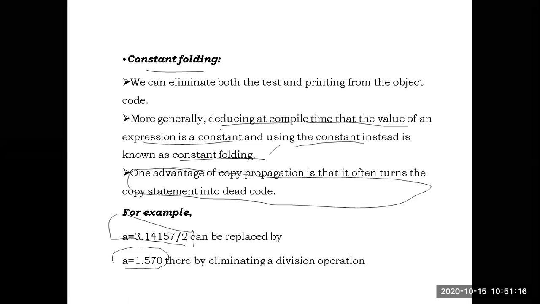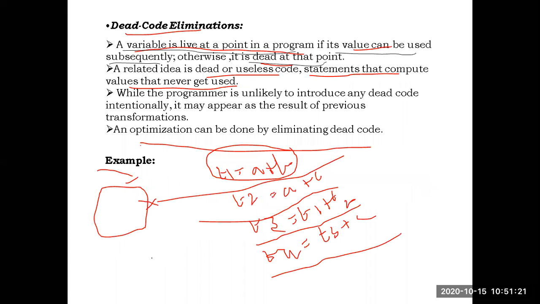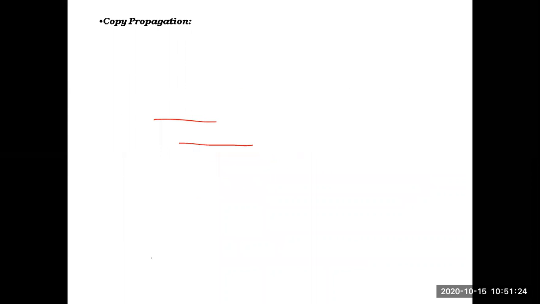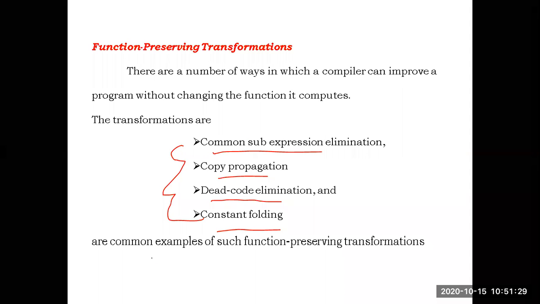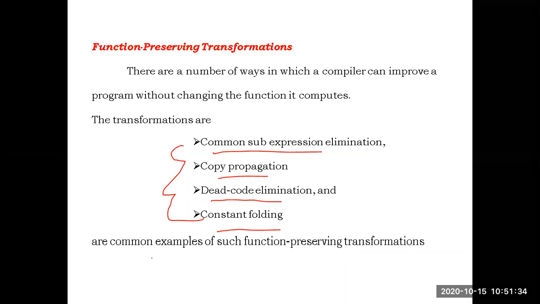So these are the four ways of function preserving or semantic preserving transformations: constant folding, dead code elimination, copy propagation, and common sub-expression elimination. These are the four techniques of the semantic preserving transformations or function preserving transformations. Clear? This is briefly today's concept of machine independent code optimization, the function preserving transformations. Okay guys, tomorrow again we will go with the next topics. Thank you very much for today's class.